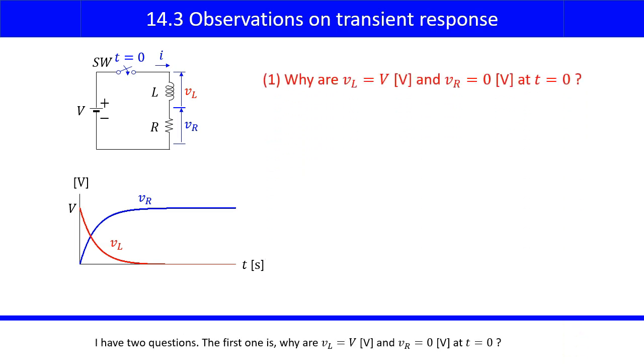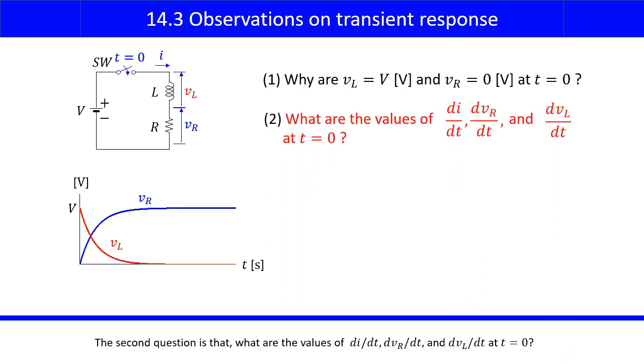I have two questions. The first one is, why are VL equals V volts, and VR equals 0 volts, at t equals 0? The second question is, what are the values of di dt, dVR dt, and dVL dt at t equals 0?